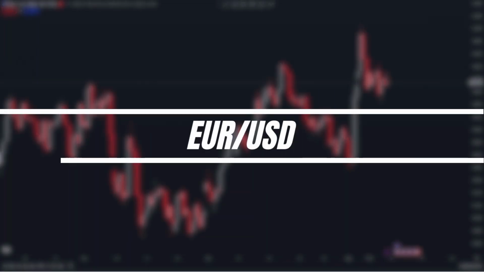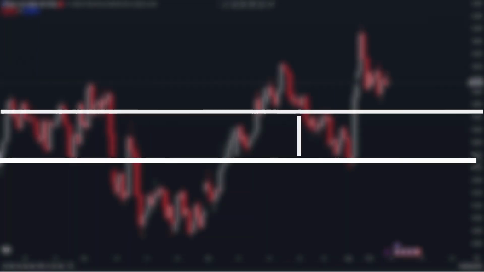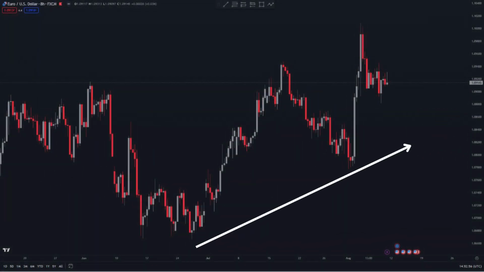Next, let's look at euro to US dollar. We're in a clear uptrend here, characterized by breaks above previous highs. From this higher time frame perspective, our focus will be on long-term buy positions.